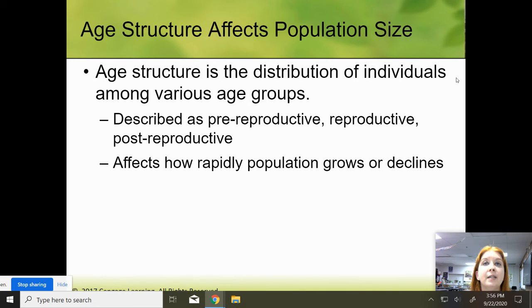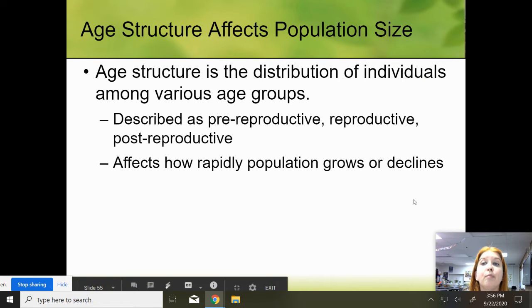You can also look at the age structure and how that affects the population size. The age structure is the distribution of individuals among various age groups. So you can look at pre-reproductive, so before puberty; reproductive, which is going to be puberty through menopause; and then post-reproductive, and that's after menopause, which biologically speaking, you're not really helping anymore. And this affects how rapidly a population grows or declines.